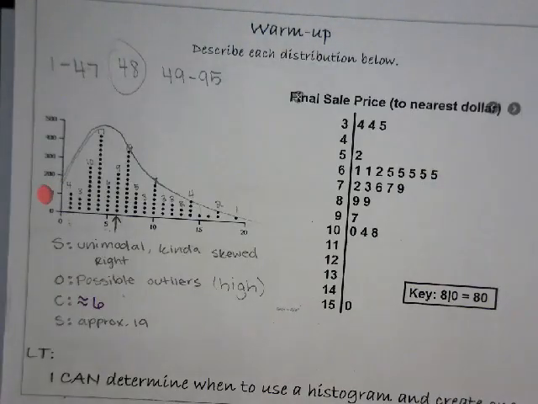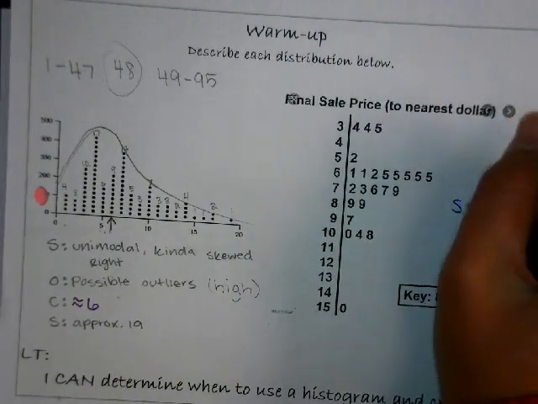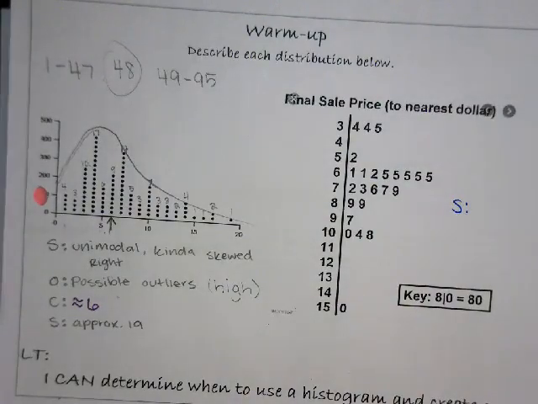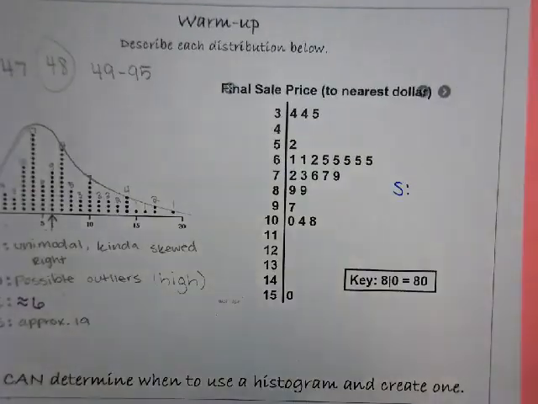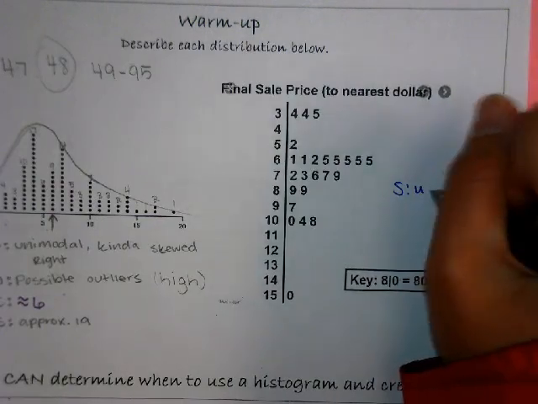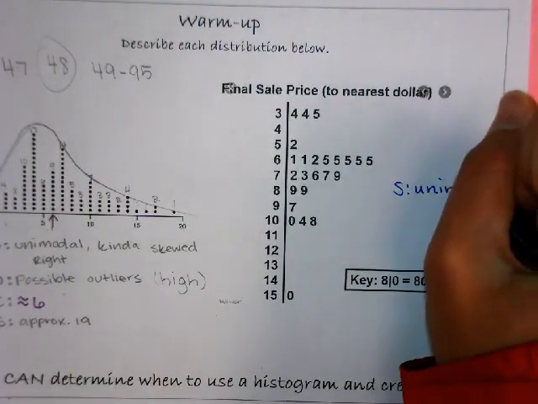All right, with the stem plot, what do you guys say the shape is? Unimodal. What about the symmetry? Skewed right. How do you know it's right and not left, Shania?